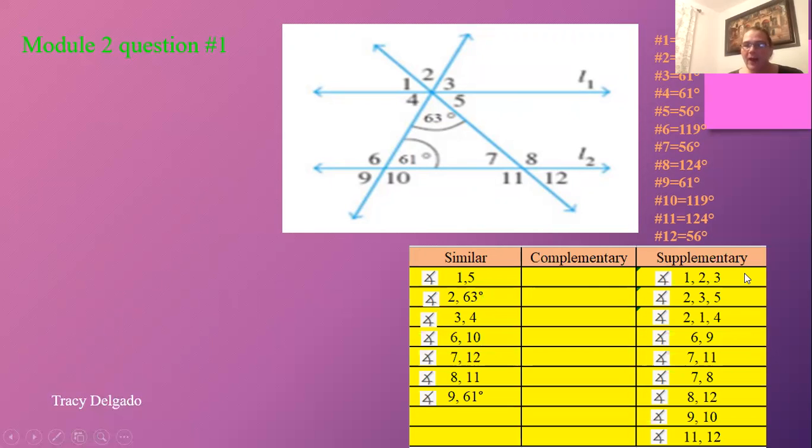Our supplementary angles are going to be angles 1, 2, and 3. They all add up to be 180. Angles 2, 3, and 5, same thing, 180 degrees. 2, 1, and 4, 180. 6 and 9, 7 and 11, 7 and 8, 8 and 12, 9 and 10, and 11 and 12. And if you've noticed, I haven't mentioned complementary, and there's a good reason for that. There are no complementary angles because none of these add up to 90 degrees.